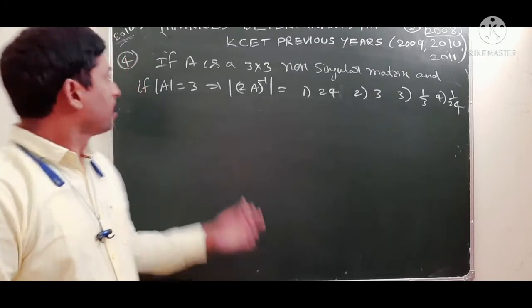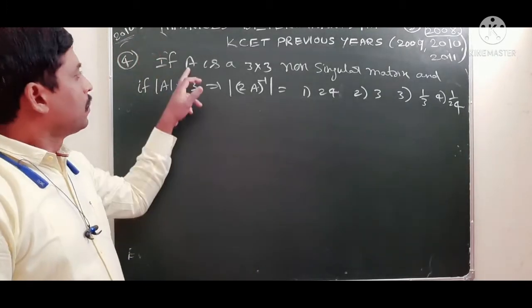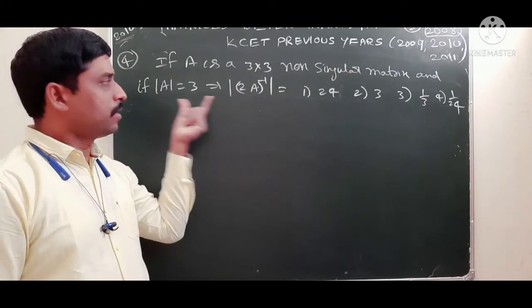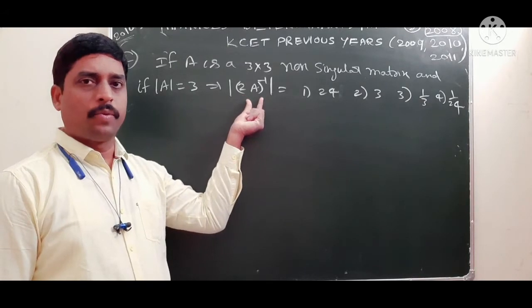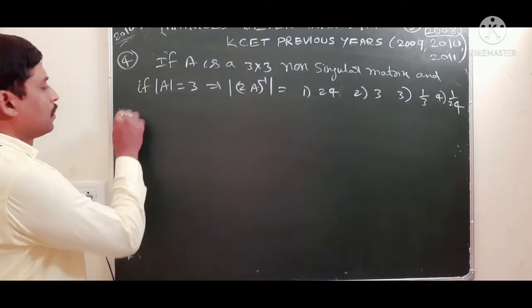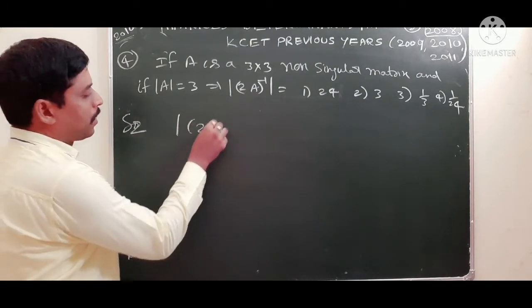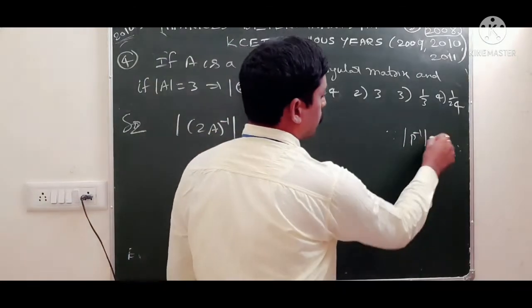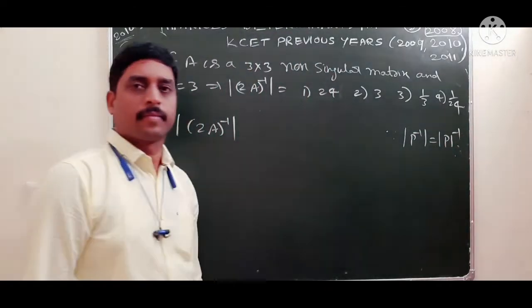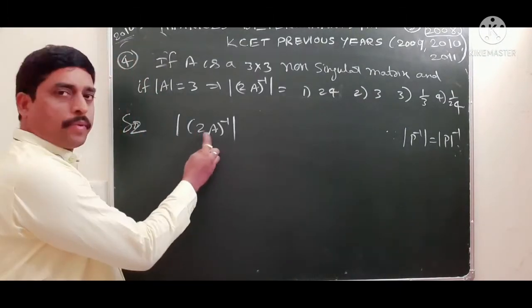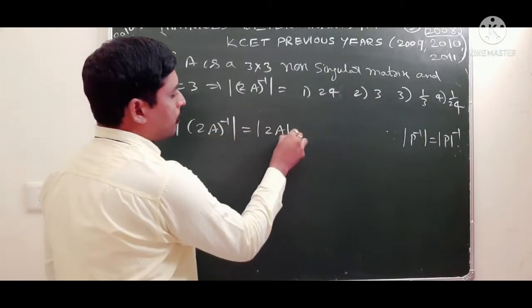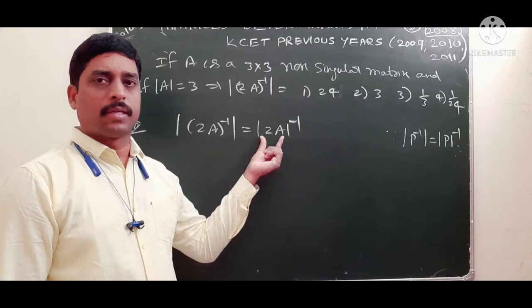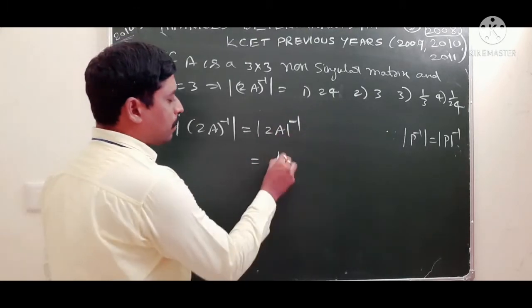Let us go to the next problem. This is from the 2010 question. A is a 3 by 3 non-singular matrix and det of A is given. Then we have to find det of 2A whole inverse. We know that det P inverse is equal to det P whole inverse. According to that formula, det of 2A whole inverse is 1 by det of 2A.